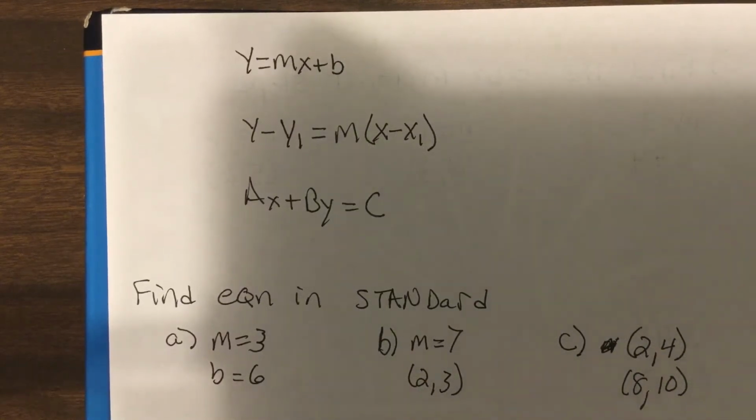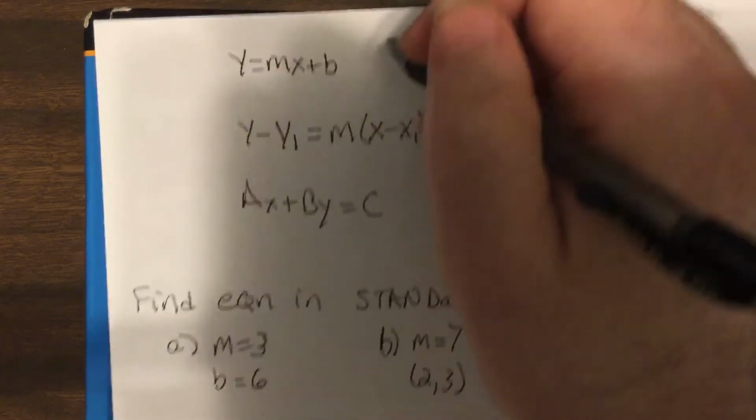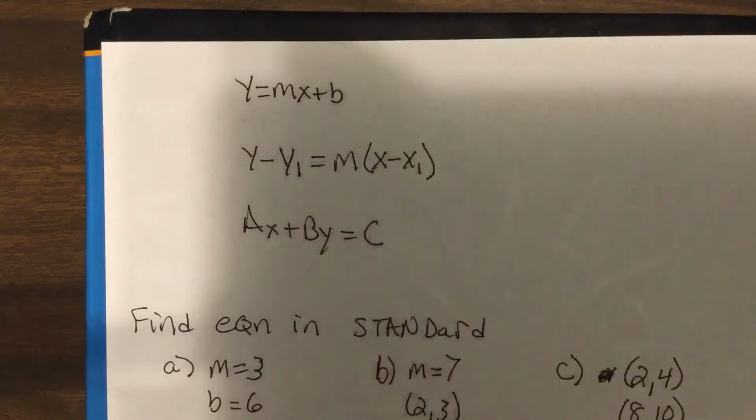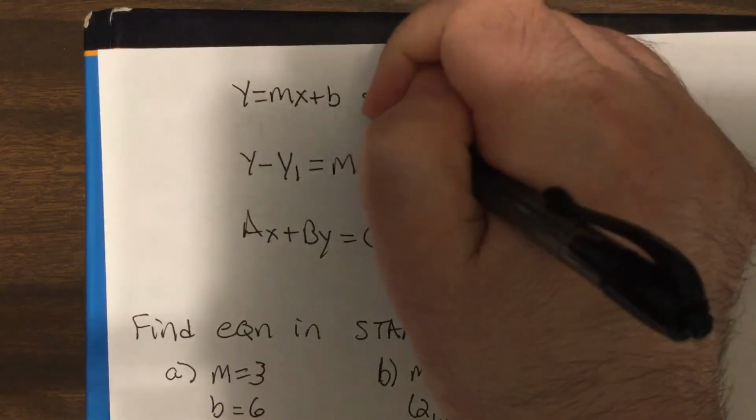Okay, now we're going to find equations of lines. Very important in the science world, very important in the math world. But there's three forms you need to know. We've already worked with this one. This is called slope-intercept.